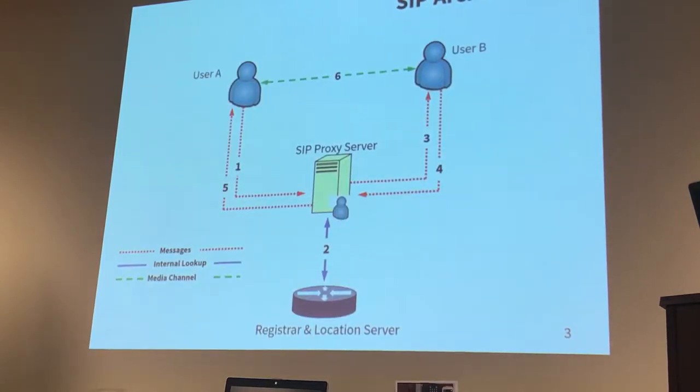Okay, so in this case, user A wants to communicate with user B, so it sends a request to the proxy server. That request probably is going to be an invite, right? So the invite goes to the proxy server, in this case session manager, and the proxy server checks in the registrar and location server if that destination has a user profile. And it finds a user profile. Well, if there is one, it finds it and then proxies the request to the destination.